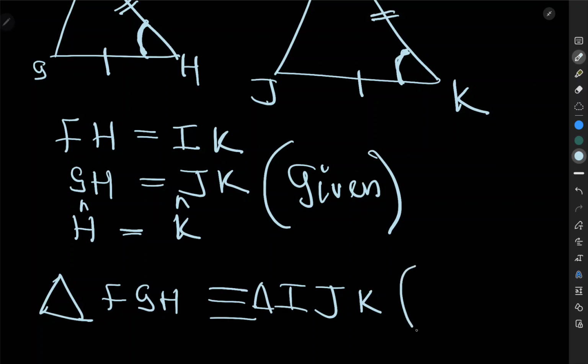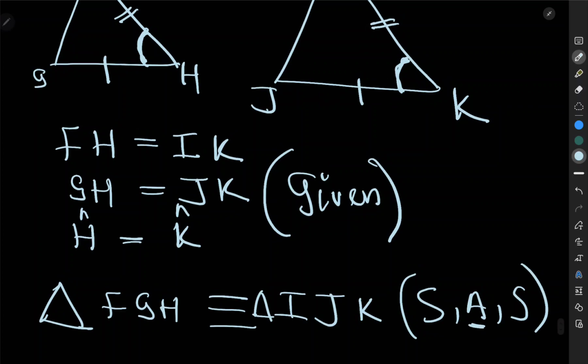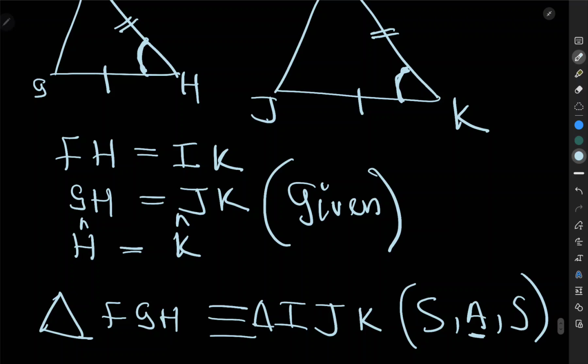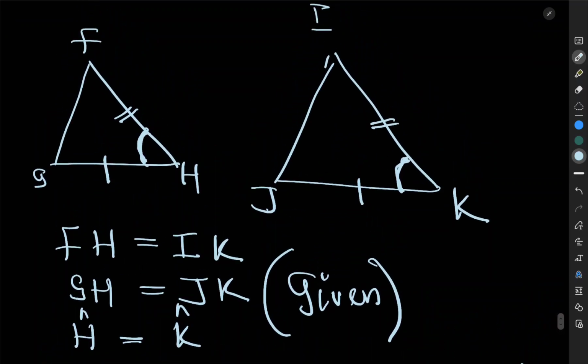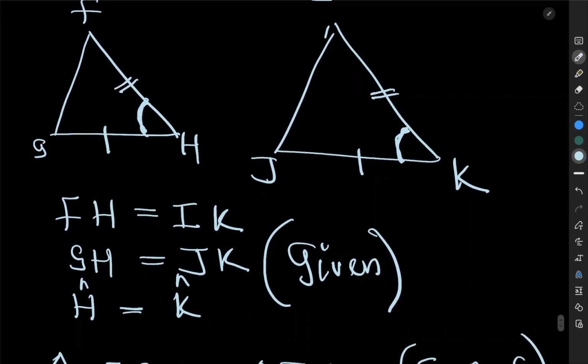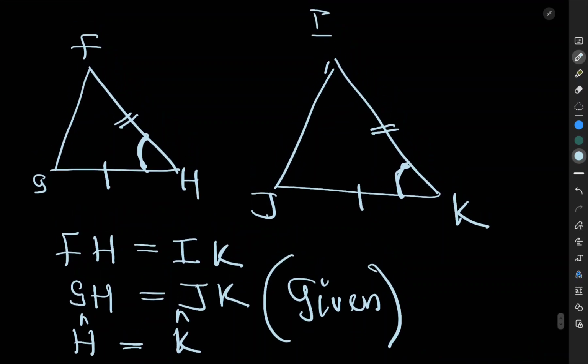Triangle IJK, and the reason for that is side, angle, side. You see that the angle is in the middle of the two sides, meaning it's in between, it's the included angle. So we can assume that these triangles are congruent, or they're basically the same in terms of size and everything else. Obviously I don't draw them according to scale, so you might see that one is bigger than the other, but with congruency we assume that they are the same size and the same everything.